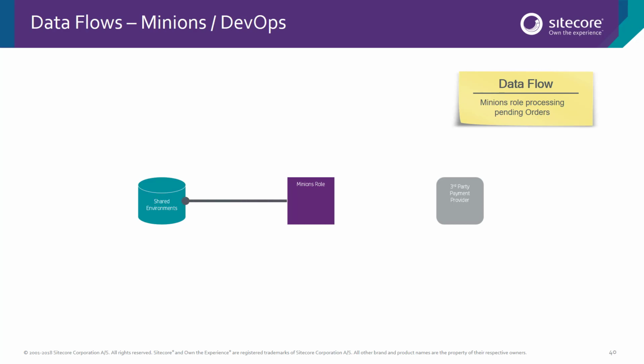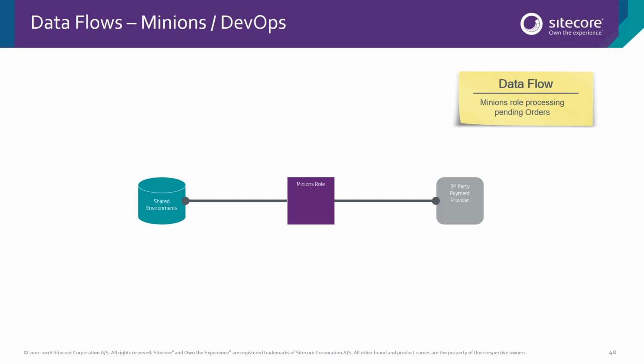The minions role begins the process by retrieving the next pending order from the pending orders list stored in the order list table in the shared environments database. It ensures the order is in its correct state. It then finalizes and closes the sale with a third-party payment provider, and then generates the sales activity record in the commerce entities table in the shared environments database.